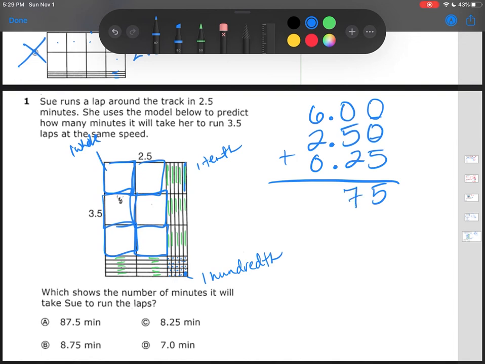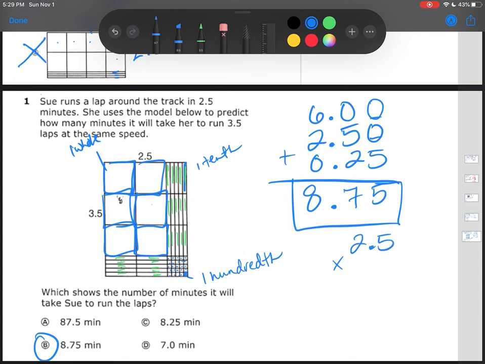0 plus 0 plus 5 is 5. 0 plus 5 is 5, plus 2 is 7. Bring down our decimal into our answer. 6 plus 2 plus 0 is 8. So we've got 8 and 75 hundredths minutes for her to run all those laps, which would be B.